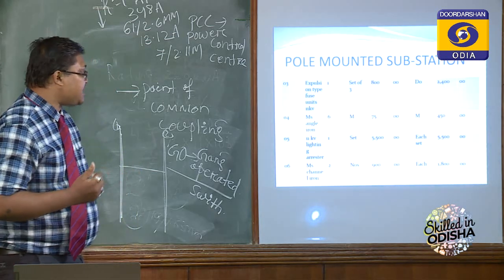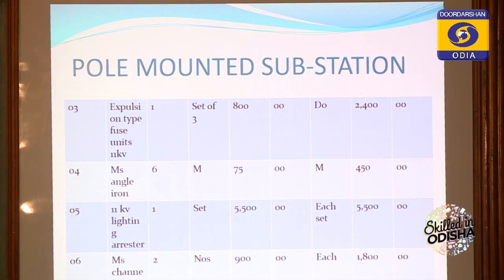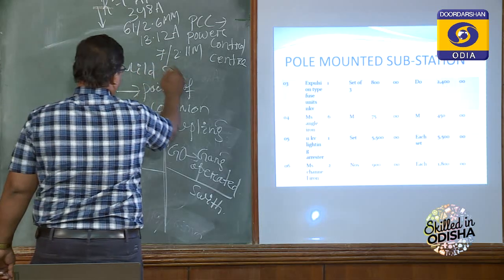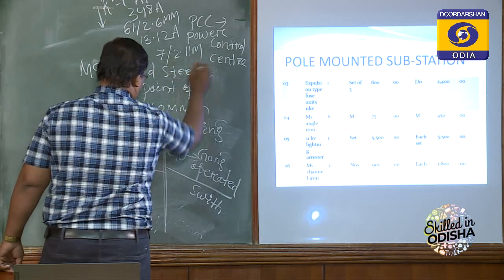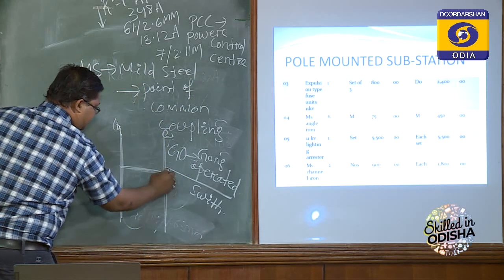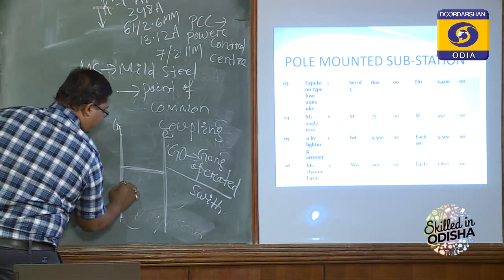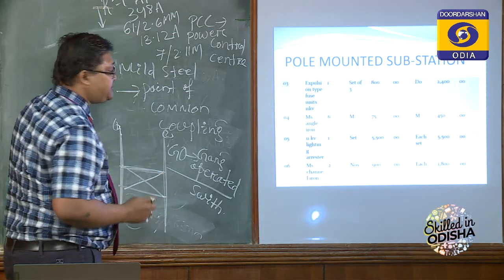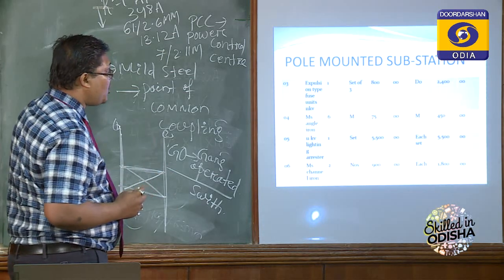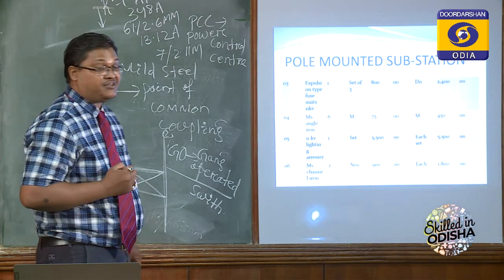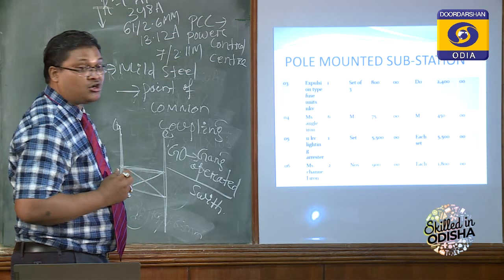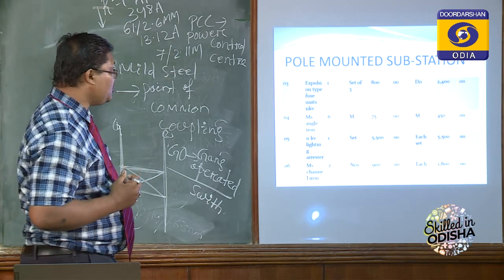Next, MS angle iron, that is mild steel. MS channel, to support this H structure, is the mild steel connected. It is 6 meter, and per meter it costs 75 rupees. So the total for 6 meter will cost 450 rupees.